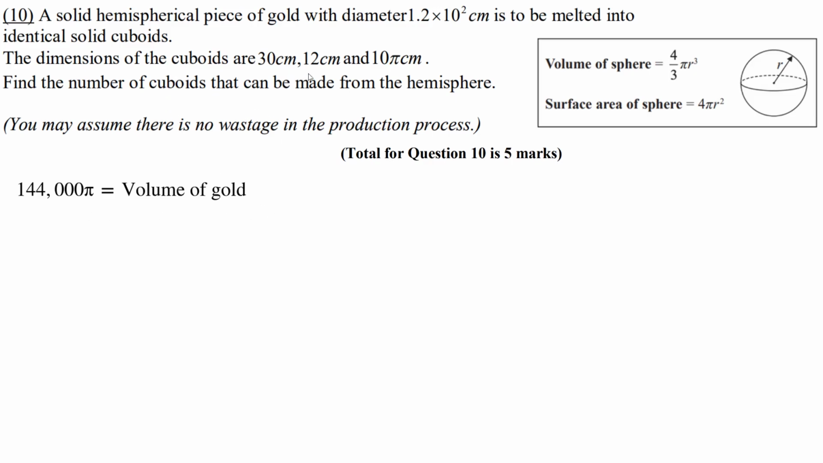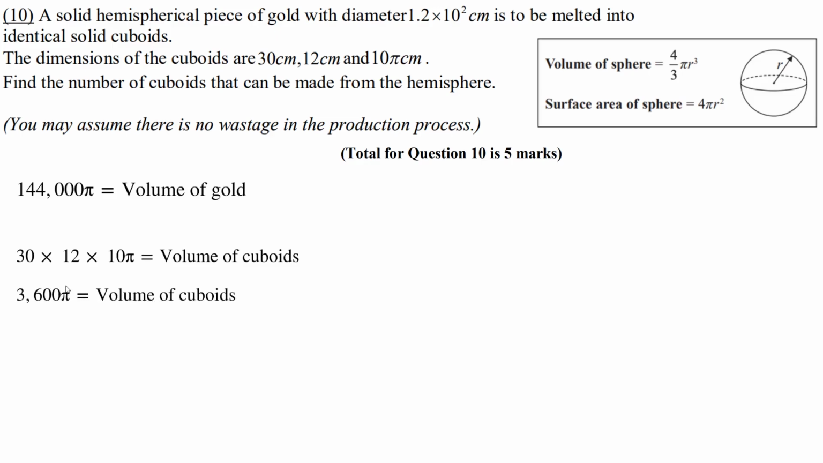And we want to melt them into cuboids now. So a cuboid, obviously the volume is this times this times this. So length times width times depth or height or whatever you call it. So yeah, just multiply all these together. 30 times by 12 times by 10. Now, you can do this as 10 times by 30, which is 300. And then 12 times by 3 is 36. Times by 100, which is 3,600. And then the pi, obviously, don't forget that. So that's the volume of cuboids.